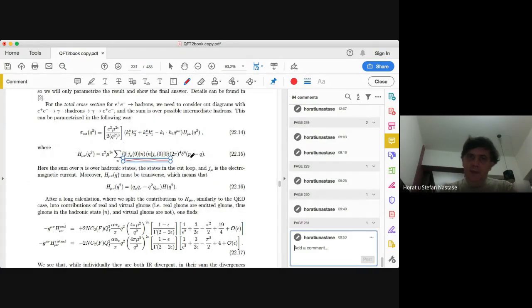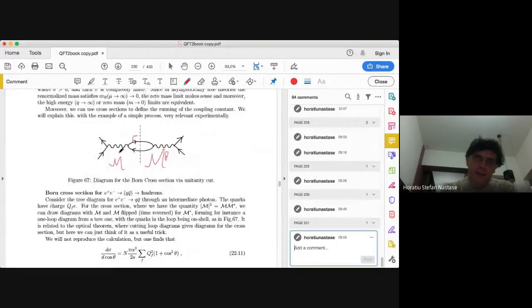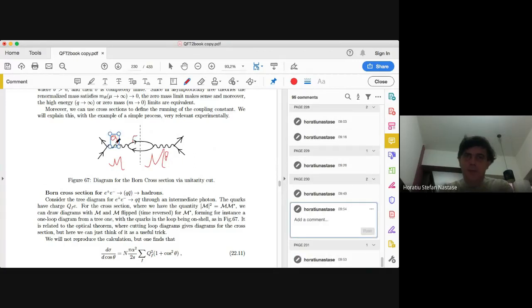And then we see that if I define the momentum q of the photon, then q must be equal to, by momentum conservation of the amplitude M. Remember, in the cut, this is on shell.